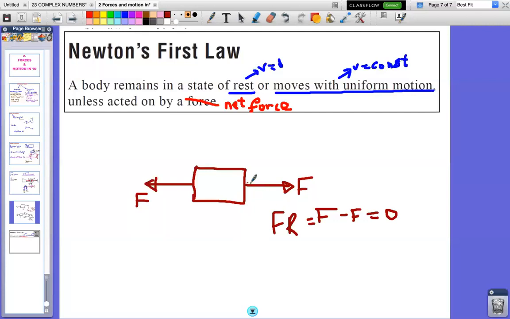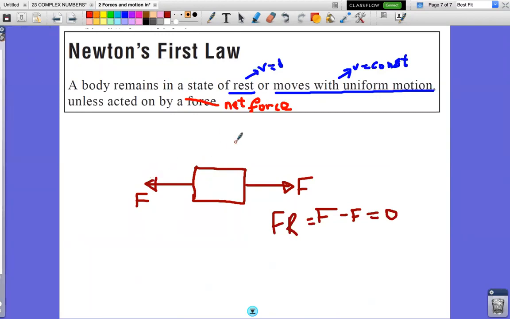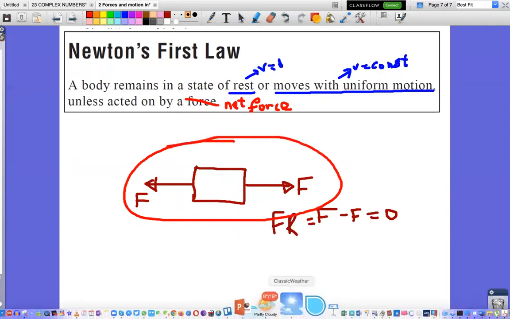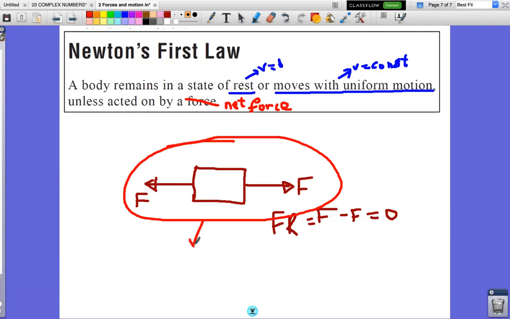If you pull something and another person pulls in the opposite direction with the same force, the resultant is 0. So Newton's first law is telling us that this object will either be at rest or will be moving with constant velocity. Okay? This object is either at rest or it is moving. Take note, it is moving with constant velocity.